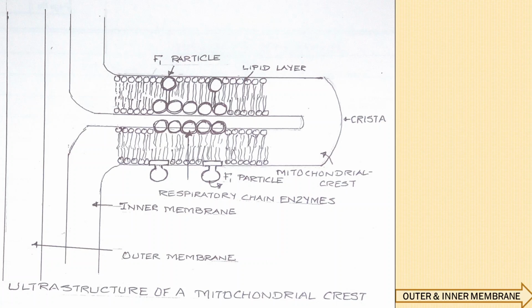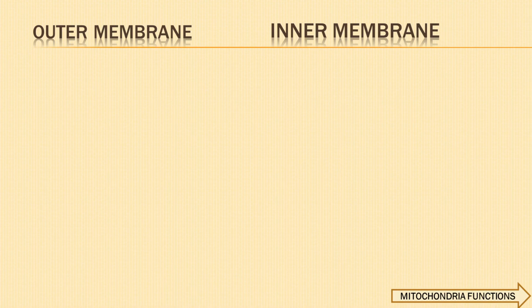In the inner mitochondrial membrane are present electron carrier molecules of the electron transport chain, which is required during respiration. Mitochondria are semi-autonomous organelles. They are capable of self-duplication or replication as they have their own genetic material, DNA and ribosomes. Next, we shall look into the differences between outer and inner mitochondrial membrane.